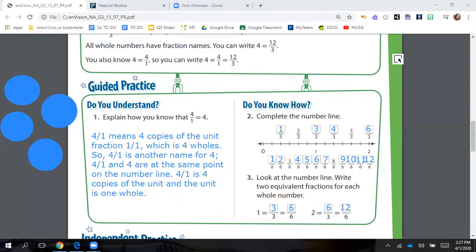All right, boys and girls, that is it for our lesson today. I hope you had a great time learning about fractions on a number line and relating them back to a whole number.